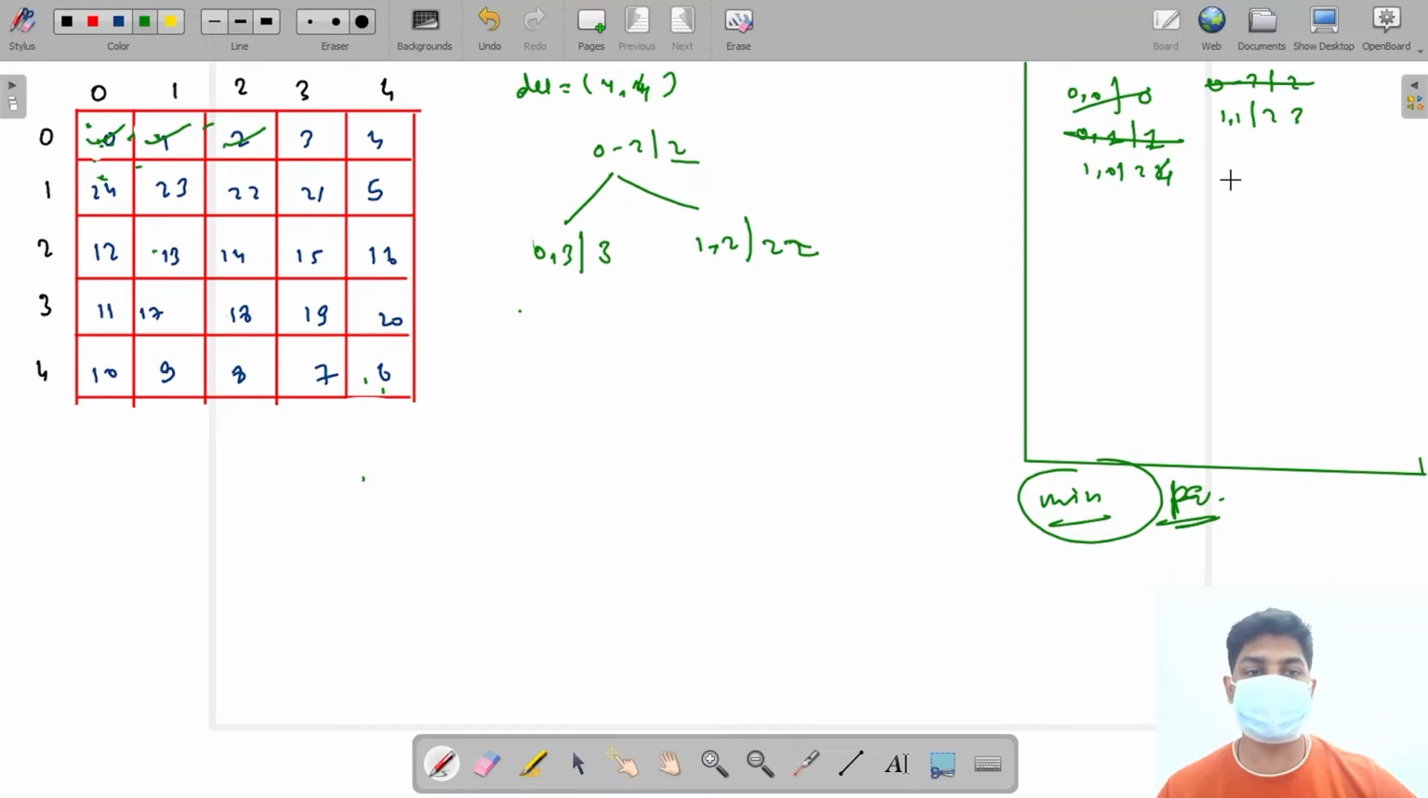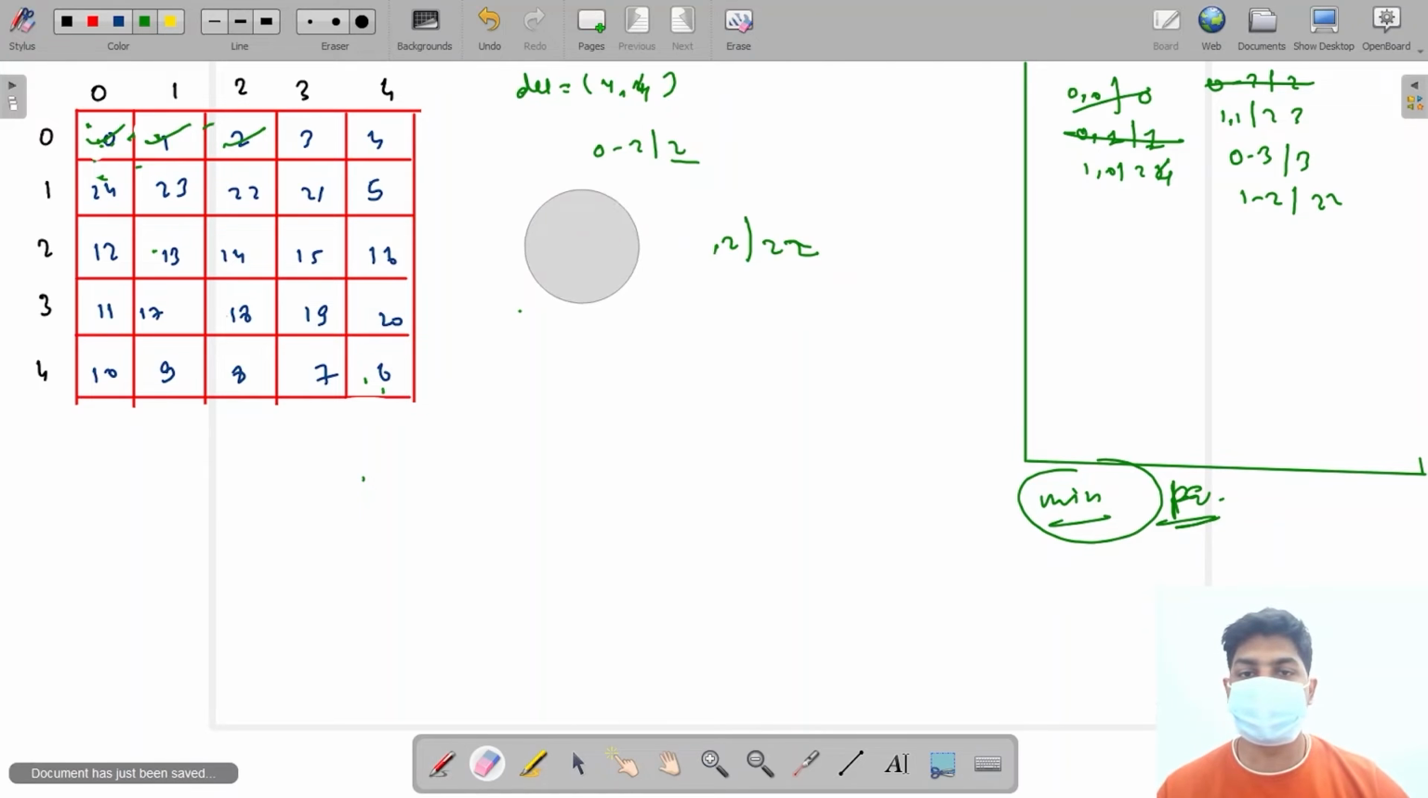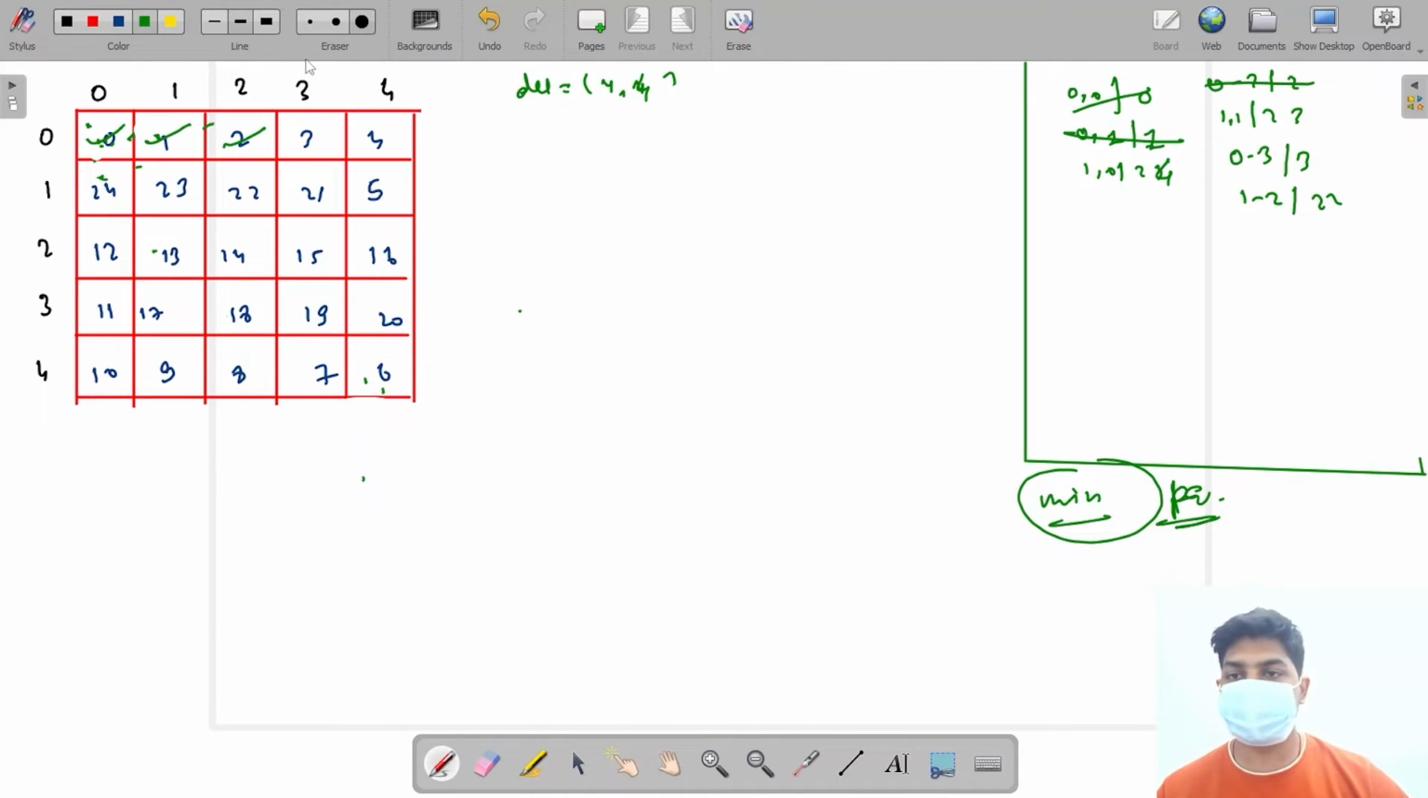So let's add it into the queue. 0 comma 3 with height 3 and 1 comma 2 with 22 units of time. Now let's remove the next element. Next minimum element will be 0 comma 3. 0 comma 3 on the basis of, means, height 3.